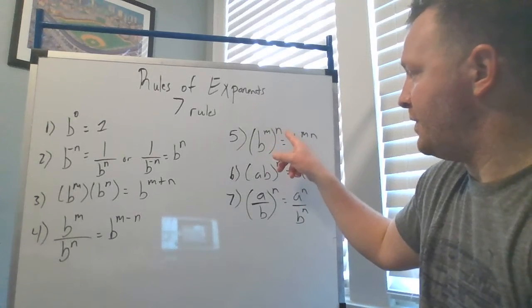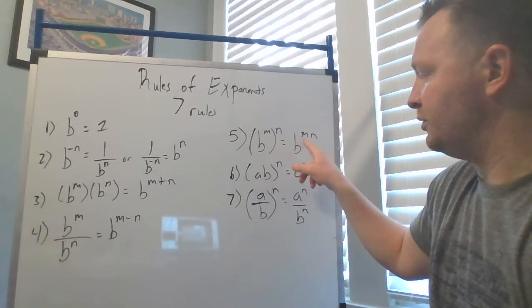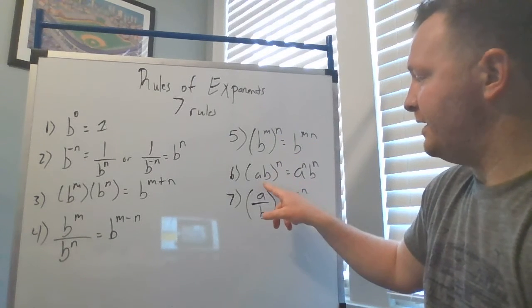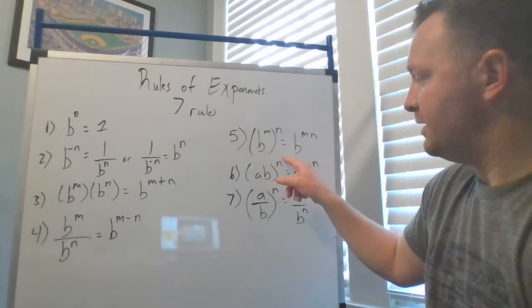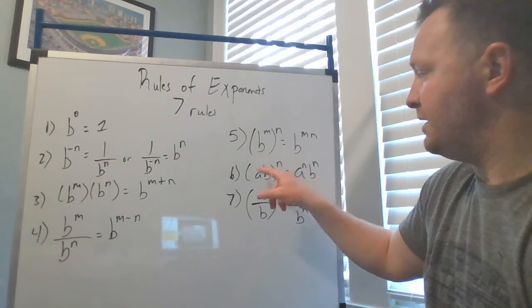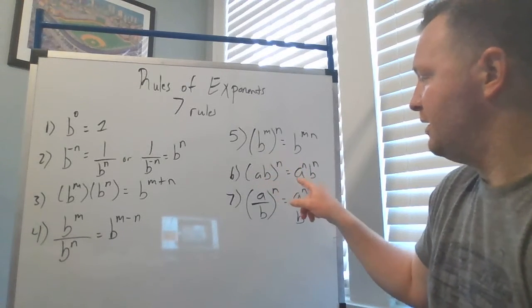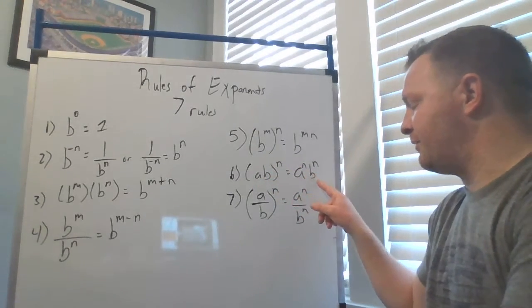Over here, remember, I've been saying this in class, when I got a power to a power, this is the only time you're allowed to multiply the powers together to get that actual exponent. When I have this, I distribute the n, the exponent, to all of the terms on the inside. So this goes here, this goes here. This is a to the power of n, b to the power of n.